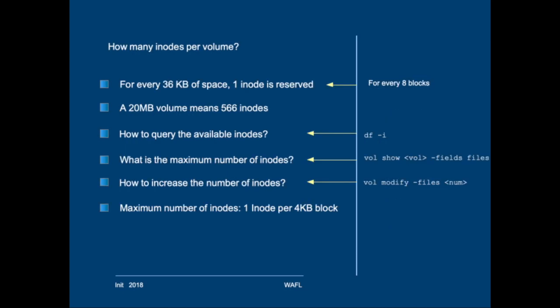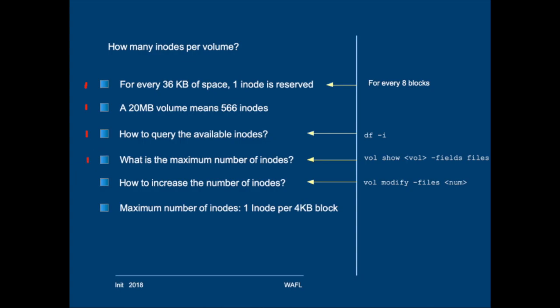Now there's one last thing that I would like to discuss on inodes and data blocks. How many inodes can a volume have? When you create a volume, one inode for every 36 kilobyte of space in the file system is reserved. So for example, a 20 megabyte sized volume will get 566 inodes, one for every 36 kilobytes. To list the number of available inodes, you can run df -i from the cluster shell.